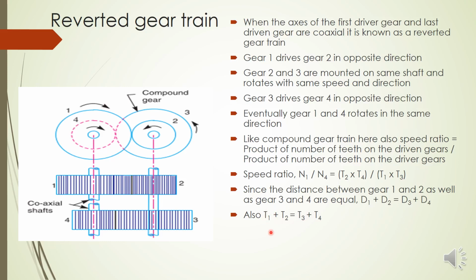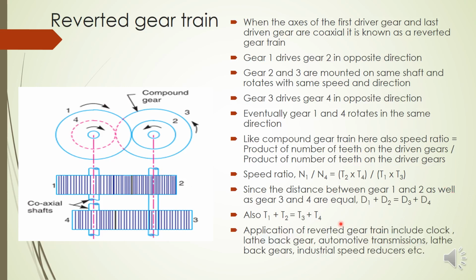That is, if you add the number of teeth of 1 and 2, it will be the same as the number of teeth of 3 and 4 added together. So this is an additional equation you can use in this reverted gear train: T1 plus T2 equals T3 plus T4. And where it is applied, we have already discussed: it is mainly applied in clocks, lathe back gears, automotive transmissions, industrial speed reducers, etc.